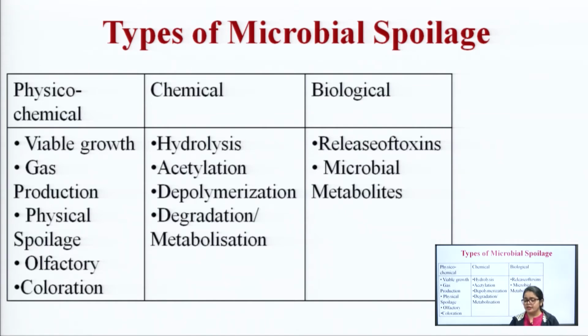Then biological spoilage comes, like release of toxins, or it could be microbial metabolites. Maybe the microbes are synthesizing particular toxins for their defense, or maybe they are just using those substances to prepare the metabolites for their own consumption. Coming to the next slide.